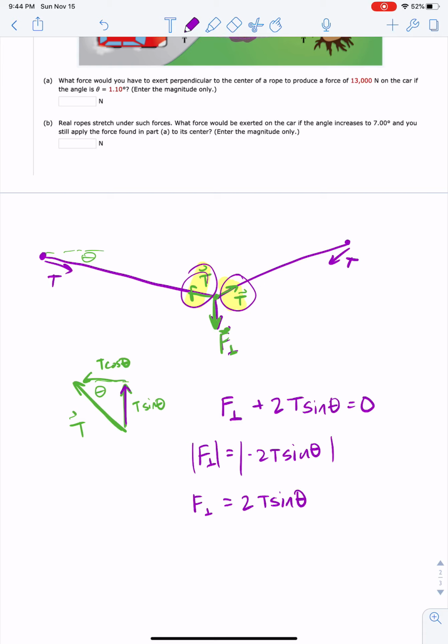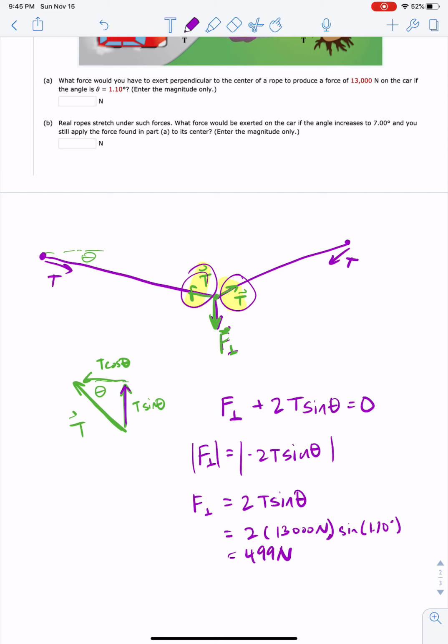And now I can plug in numbers here. So 2 times 13,000 newtons times sine of 1.1 degrees is going to give me 499 newtons. Okay, so this is a pretty clever way to reduce the force we need to apply in order to get the car out of the mud.